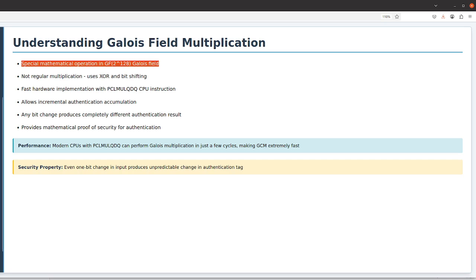First, the multiplication is fast to compute in hardware. Modern CPUs have special instructions that perform Galois field multiplication very efficiently. On Intel processors, there is an instruction called PCLMULQDQ that does this multiplication in just a few CPU cycles. This makes GCM extremely fast.